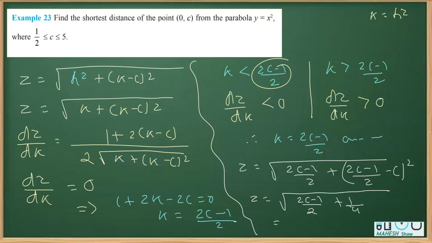Now if I take the LCM, Z is going to be the whole under root, where the denominator will be 4, and multiplying by 2 in the numerator it's 4c minus 2, and then plus 1. So we have one last step: Z is going to be the whole under root of (4c minus 2 plus 1) divided by 4, that is (4c minus 1) by 4. So we'll say that this is the minimum distance.